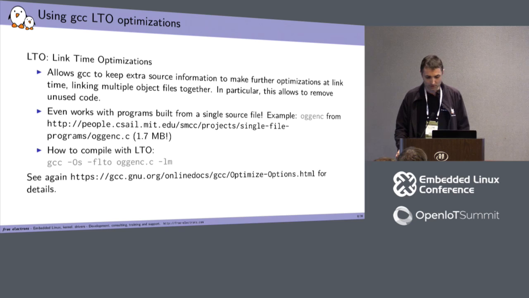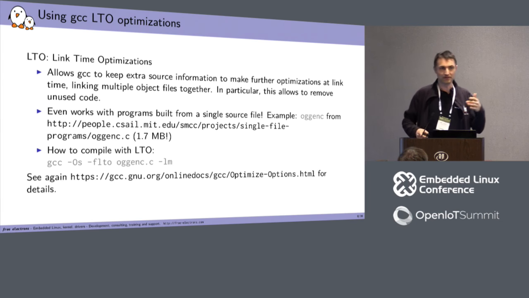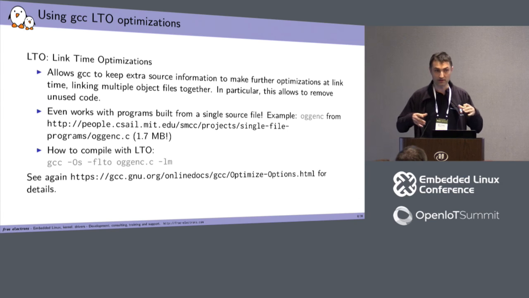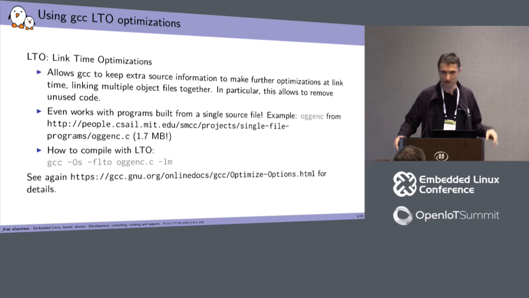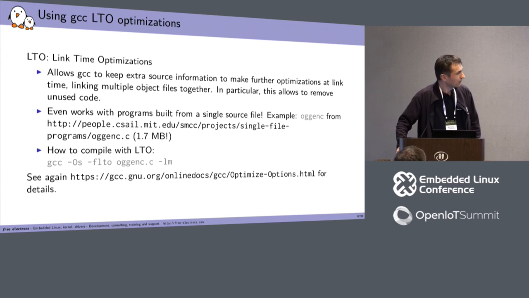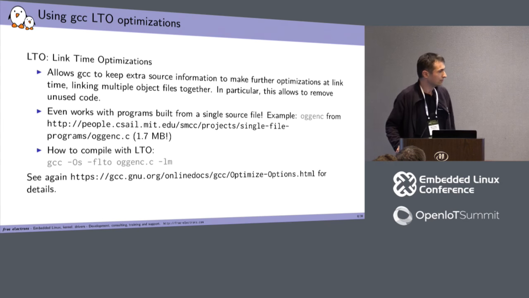So I found a pretty nice project, the SMCC project, single file programs, from this guy. He took a few regular programs like ogenc and a few others, and just put all the .c files together in a single C file. That's very nice for GCC benchmarks or C compiler benchmarks, because you have just one big .c file and you can play with the GCC options on all those big C files. For example, the ogenc program was 1.7 megabytes. So I used it several times to make some measurements.